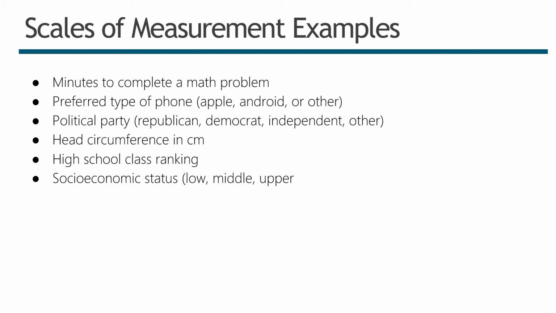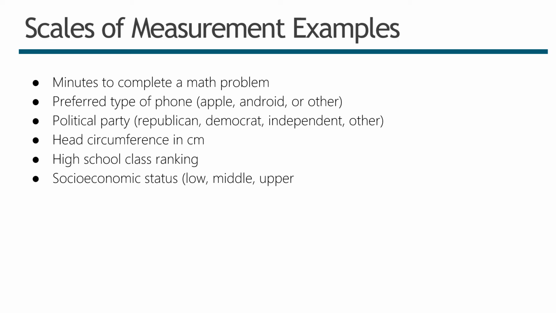Okay, next we have high school class ranking. So we have the top student, the first place student, second place, third place, and so forth. We don't know how much of a difference there is in grade point average between the first person in the class, the second person graduating the class, and the third person, right? Because of that, that would be ordinal data. We don't know how much of a difference there is between each of those categories.